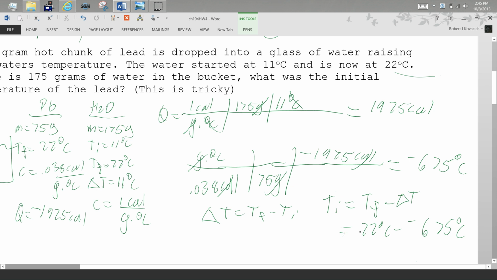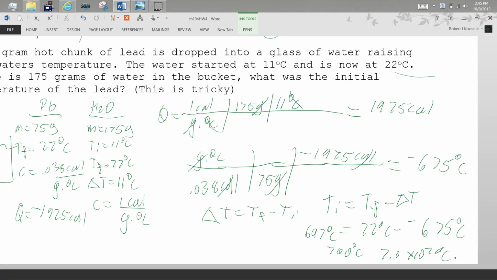Is that okay? So what was the temp before it hit the water? 697? 697 degrees Celsius. I guess we'd probably have to say it was 700 degrees Celsius, or 7.0 times 10 to the second degrees Celsius to get the correct number of sig figs, which is 2. But it's about 700 degrees Celsius.